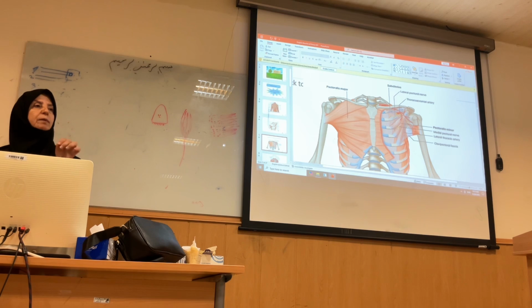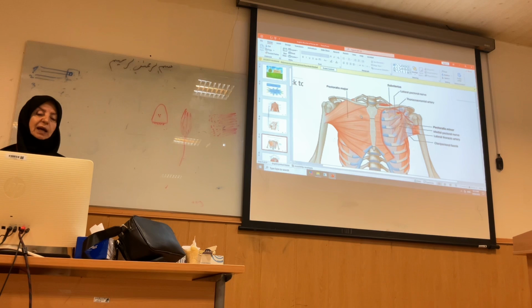Which nerve is responsible to innervate? One nerve that comes from the brachial plexus. What's the name of this nerve? Nerve to the subclavius muscle. Bring for me the function of the subclavius muscle for the next session. What is the function of subclavius muscle?